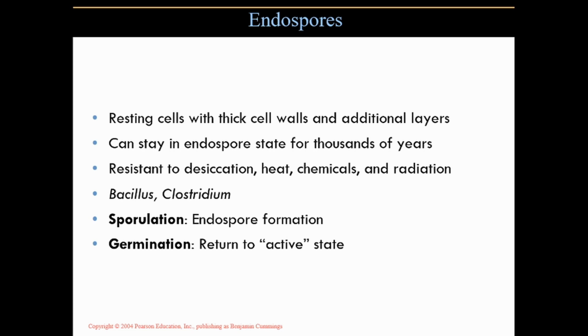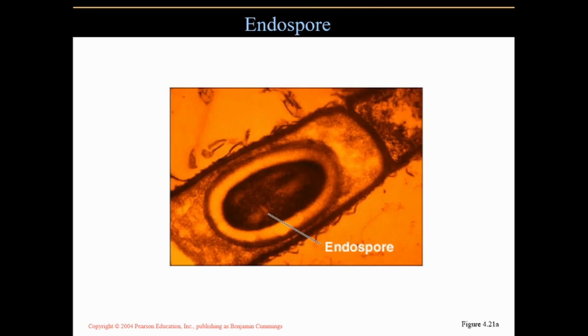And the term sporulation is the formation of endospores, and then they can return to an active state, and that's called germination. where they become, we say, a vegetative state, or a reproductive state where they become metabolically active and they start dividing. So whenever their conditions are right again and they're in the right environment, they can germinate and then start to multiply and divide again, even after being dormant for thousands of years. They're incredible. Here's a picture.